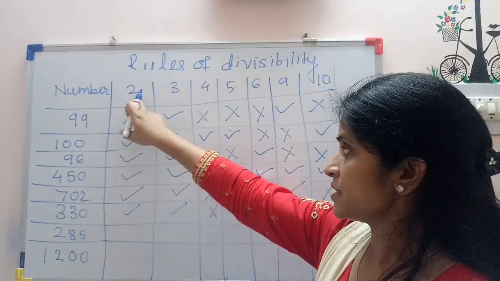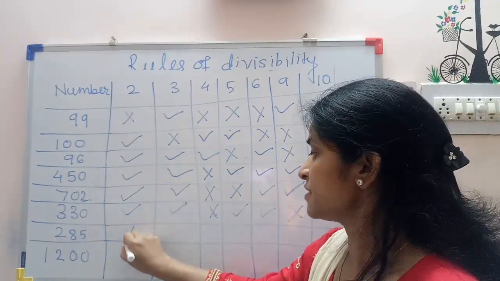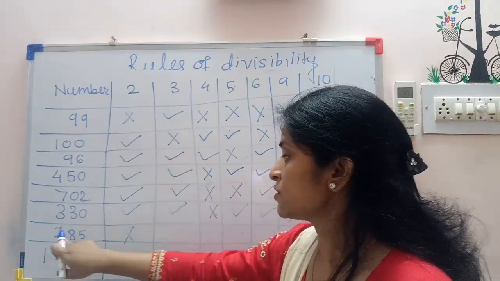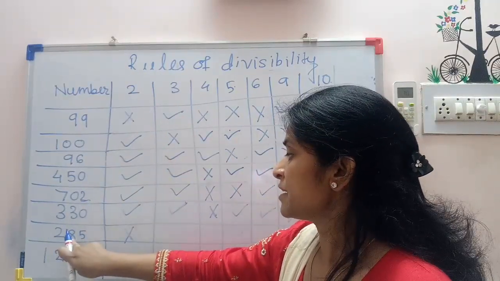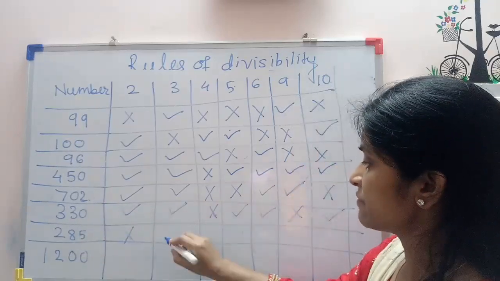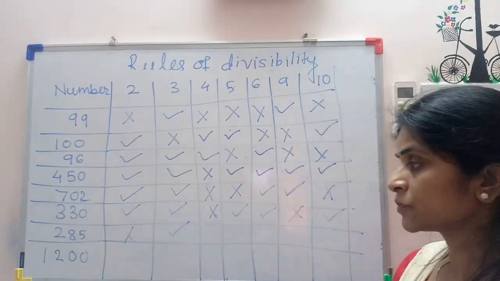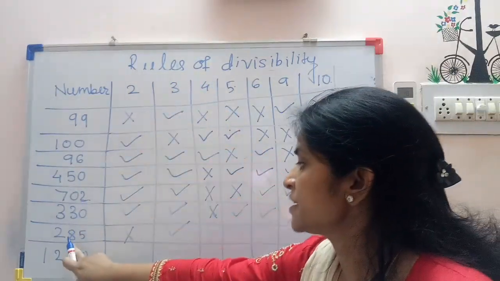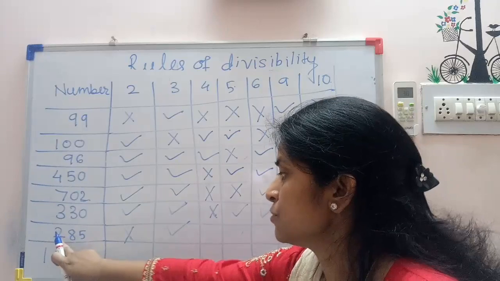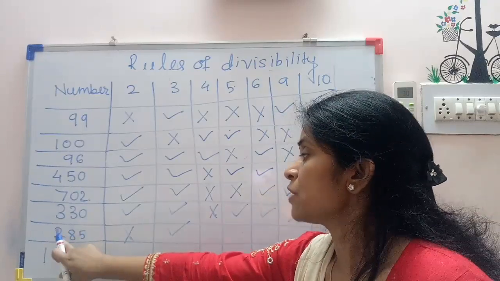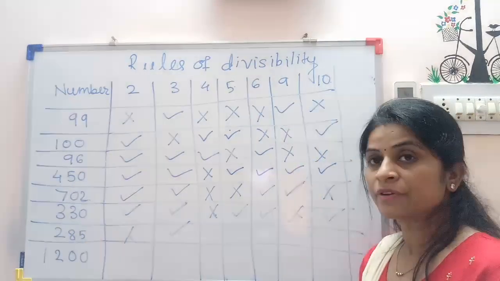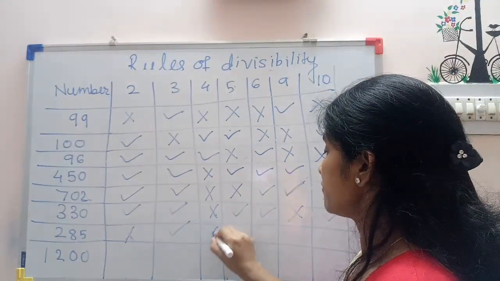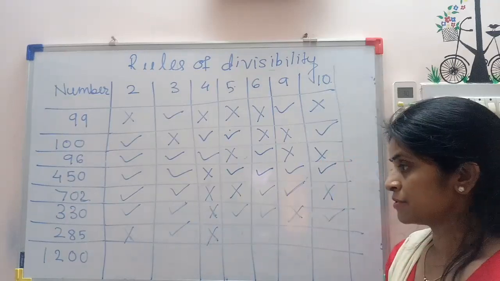Now, 285, whether it is divisible by 2? No, it ends in 5. Whether it is divisible by 3? Now, we will do the addition of all the digits. 2 plus 8, 10 plus 5, 15. 15 is divisible by 3. So, 285 is divisible by 3. Whether it is divisible by 4, we have to see the last two digits. 85. 85 is not divisible by 4. So, 285 is not divisible by 4.